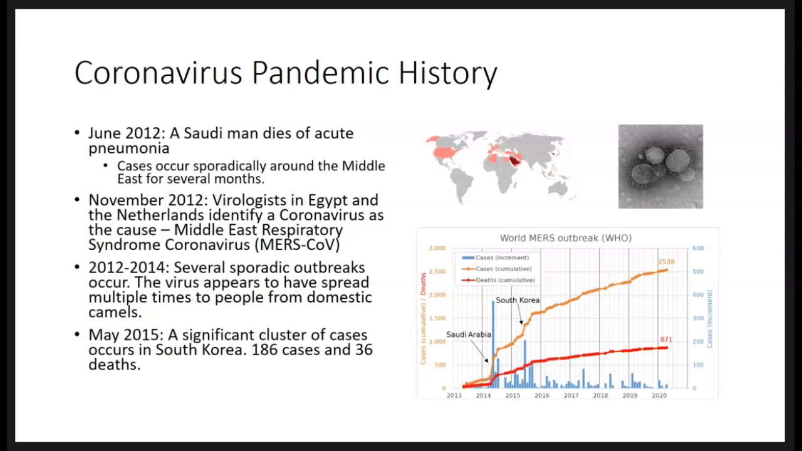Luckily, this virus doesn't seem to be very good at transmitting person to person, but it does seem to be reasonably good at transmitting from camels, which seem to be its primary host, to humans. And since camels are a domestic animal in many parts of the Middle East, we've had several occurrences where people have been infected with MERS coronavirus from domestic camels. So these cases were mostly sporadic until May 2015, when another strain of MERS coronavirus caused a significant outbreak in South Korea, where there were 186 cases and 36 deaths from this one outbreak.